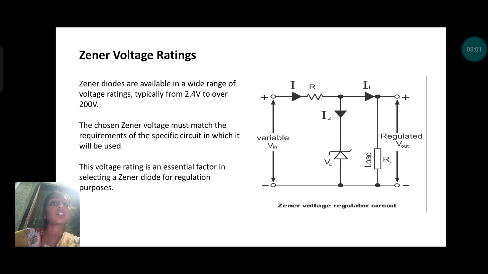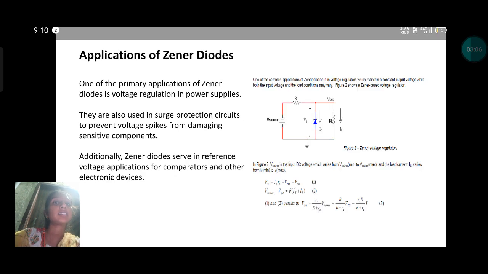Zener voltage regulator circuit. This is the Zener voltage regulator circuit. We can see the different parts here.